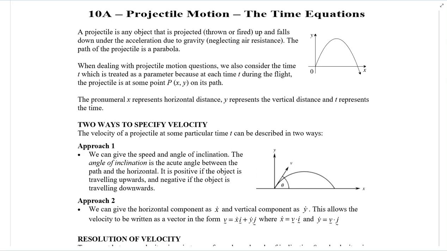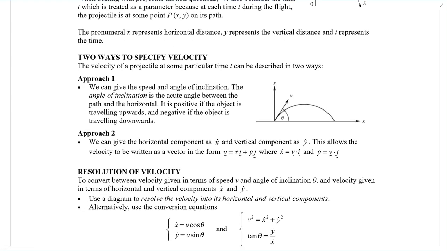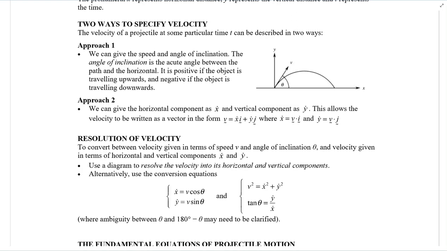When dealing with projectile motion questions, we also consider the time t, which is treated as a parameter because at each time t during the flight, the projectile is at a point which can be measured by an x and a y coordinate. Okay? So that's why we have our x and y Cartesian equation, but t will be a parameter that we'll be using as well. The pronumeral x represents the horizontal distance and y represents the vertical distance. T represents the time.